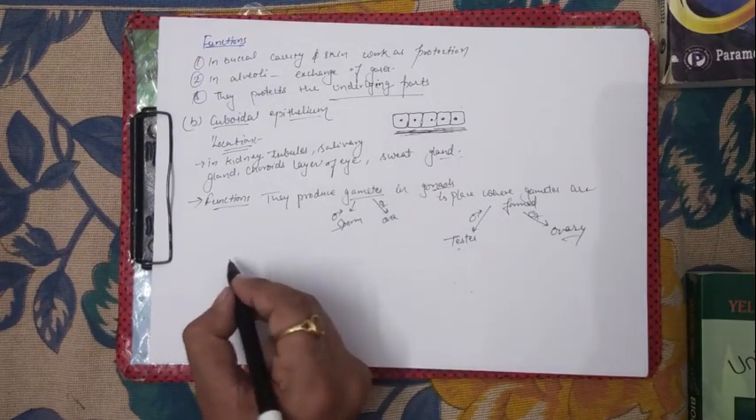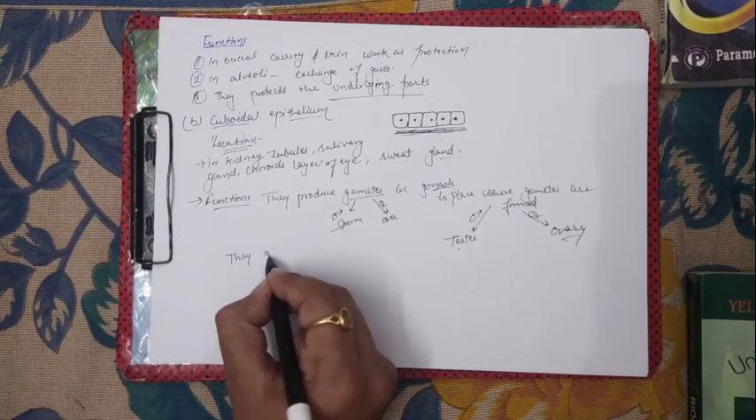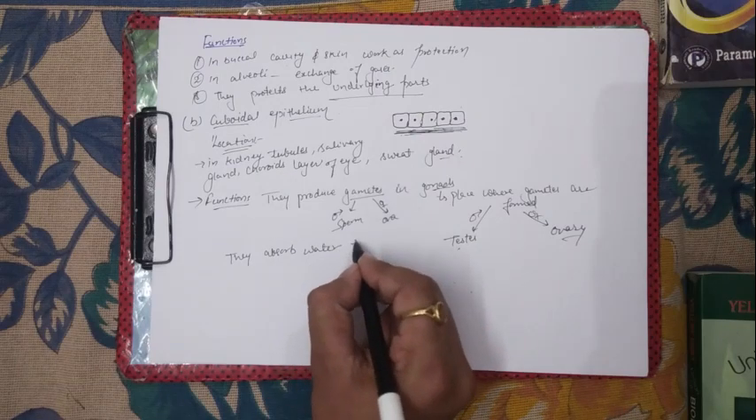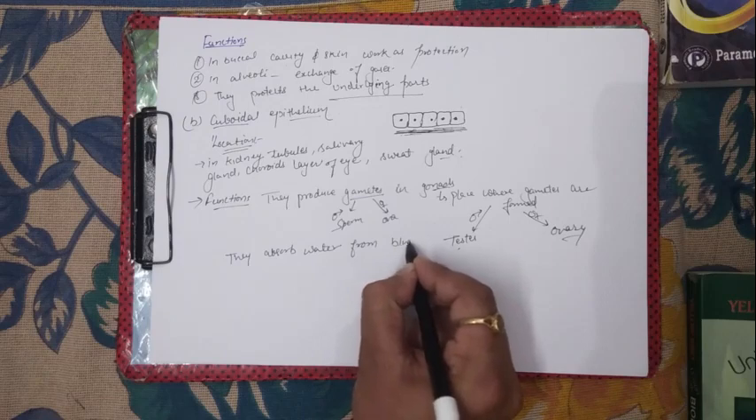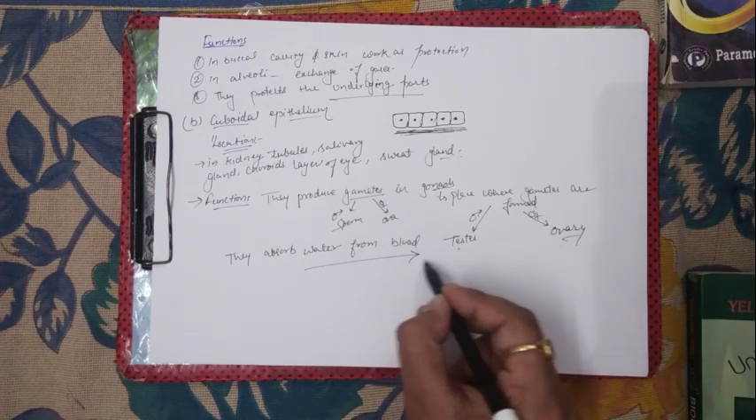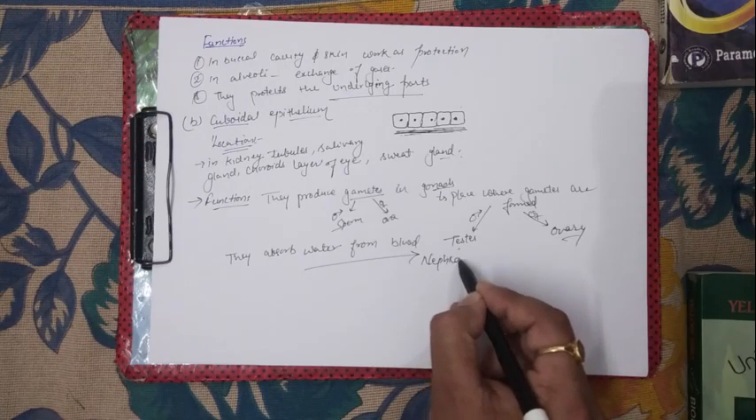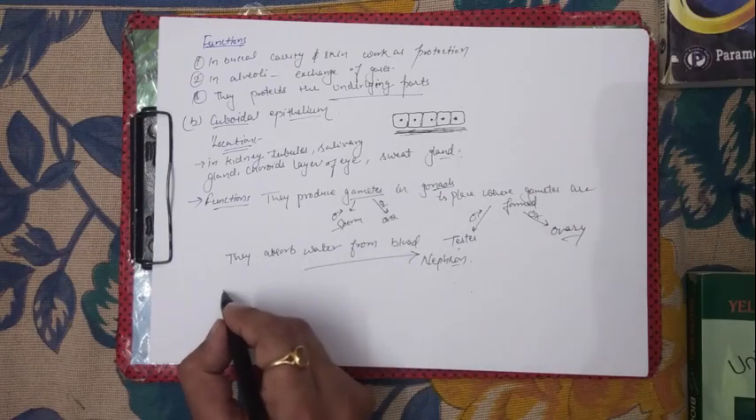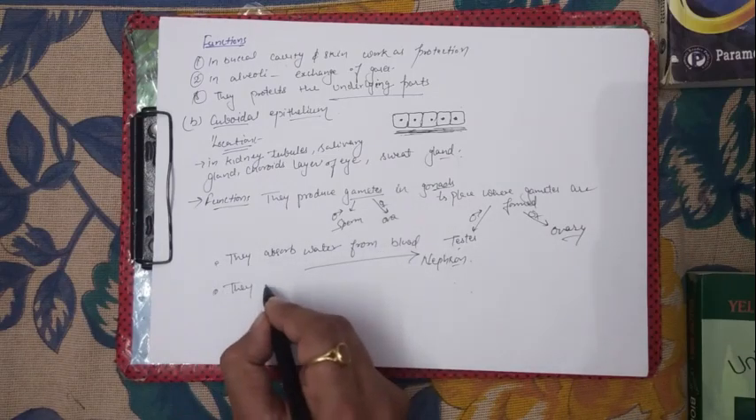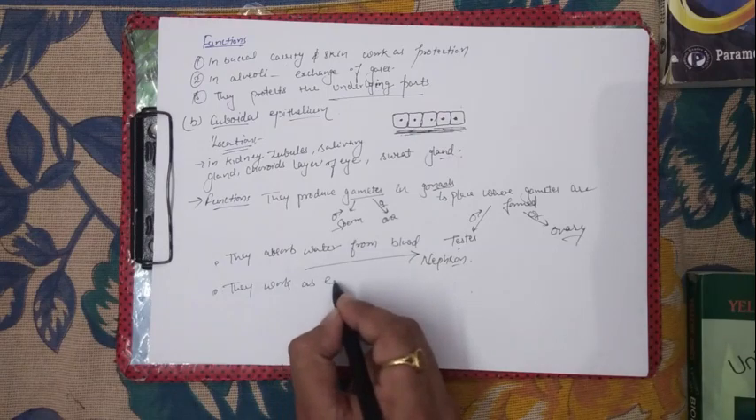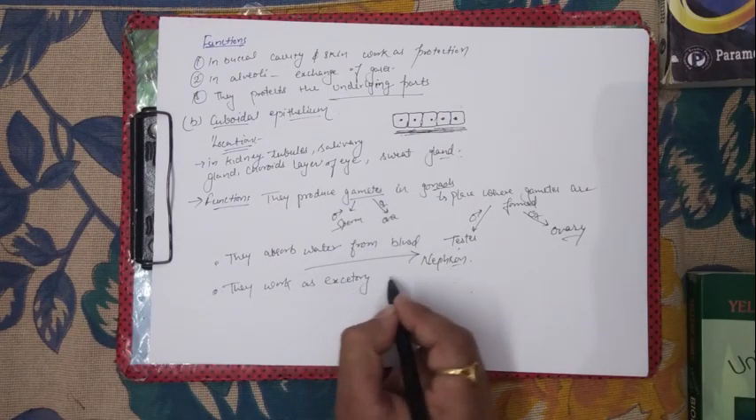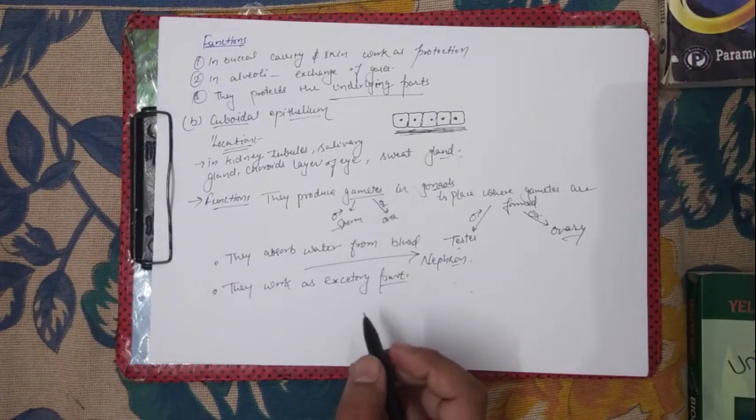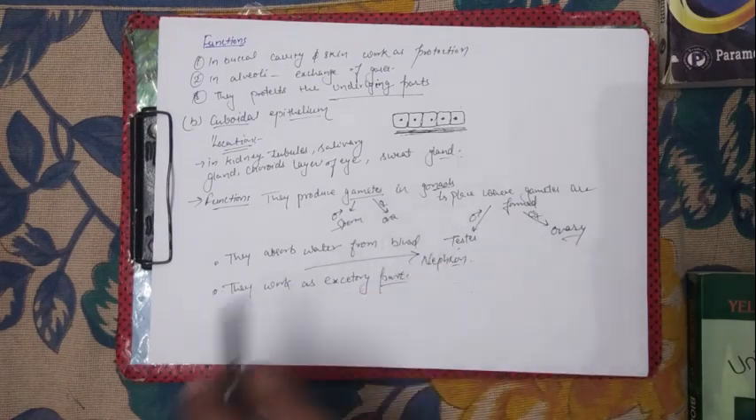Next, they absorb water from blood, and this whole process occurs in the nephron. It is the work of the nephron. They work as an excretory part, which means due to the presence of the nephron they are part of the excretory system here.